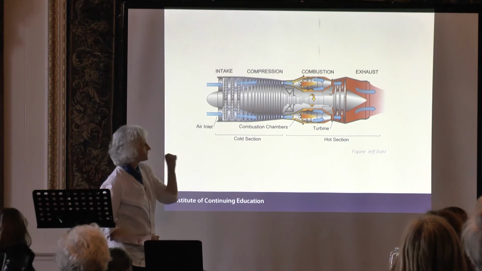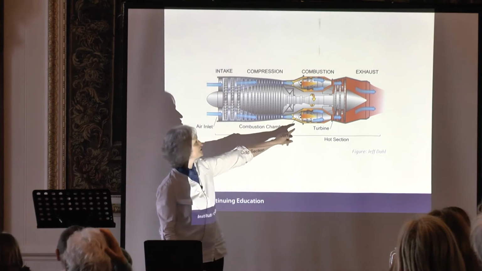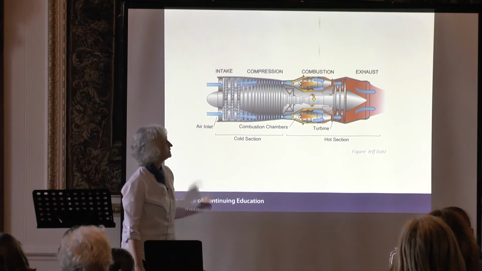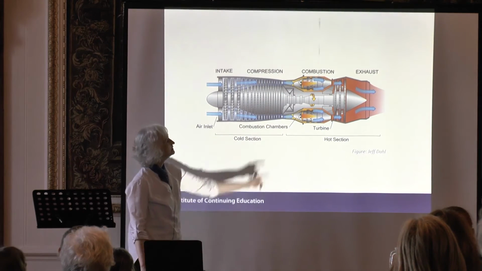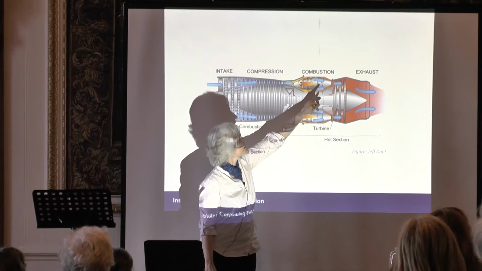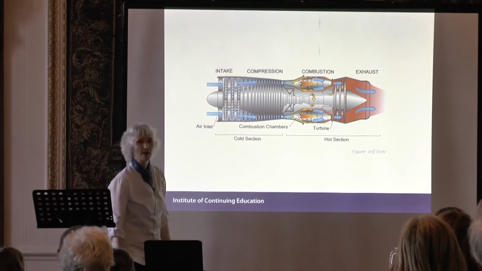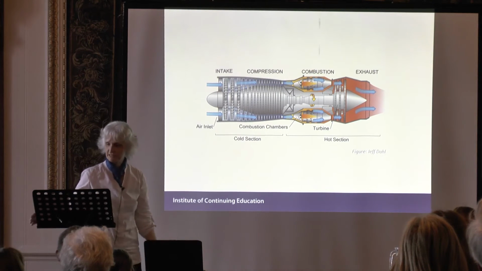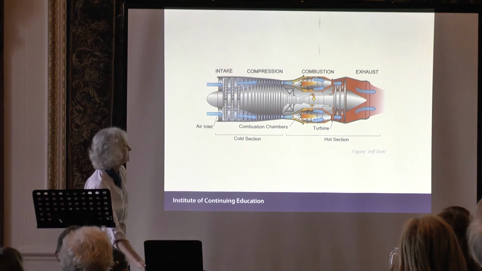Now, the efficiency of this engine depends largely on how hot and how efficiently you can make combustion work. But the problem with that is that the hotter this section gets, the hotter the exhaust gases are, that have to pass through the turbine blades at the back. So those turbine blades have got a tough job to do. And it's those turbine blades that we're going to have a look at.